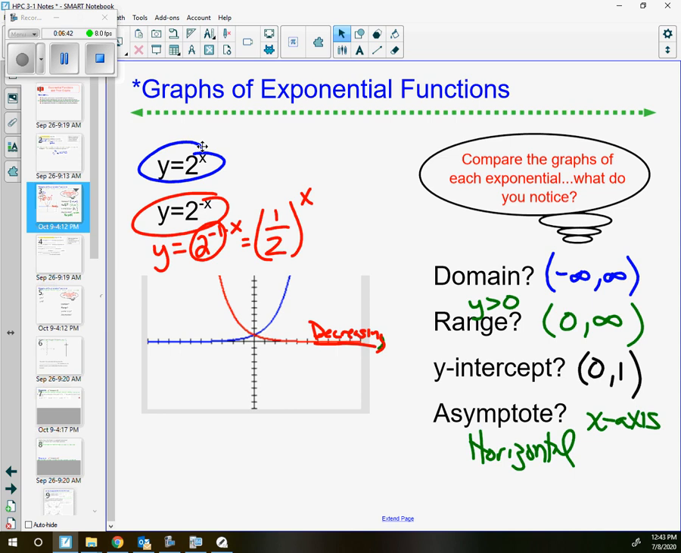So these are some key features about exponential graphs. They're either always increasing or decreasing. They have horizontal asymptotes. Their y-intercepts are the same. And the domain is all real numbers. The range bigger than 0.